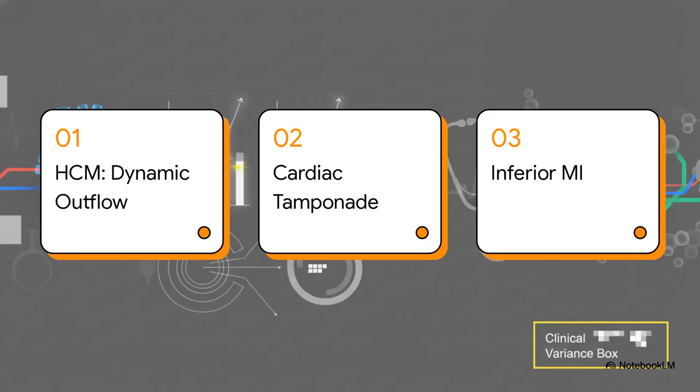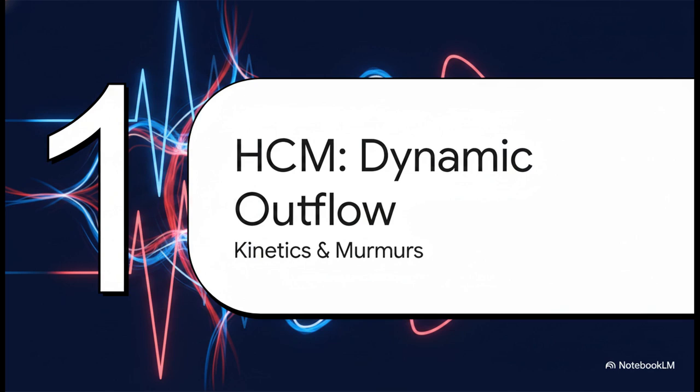Here is the exact roadmap for our 3 diagnostic modules today. We're going to tackle the dynamic outflow kinetics of hypertrophic cardiomyopathy, the inspiratory hemodynamic collapse seen in cardiac tamponade, and finally, the deadly preload dependence of an inferior myocardial infarction. Let's jump in. Module 1, HCM, specifically looking at dynamic outflow kinetics.